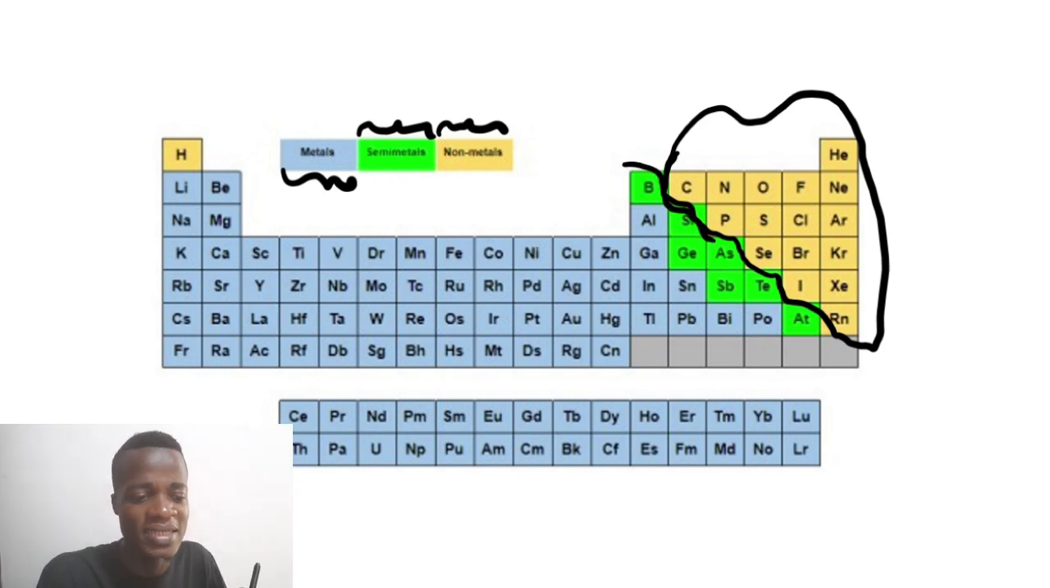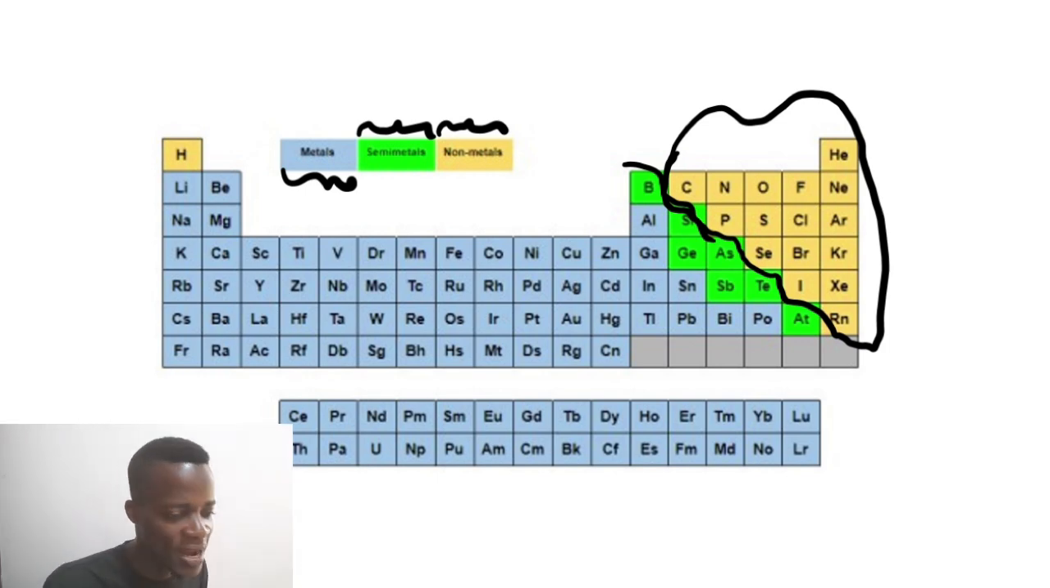Semi-metals have both metallic and non-metallic properties. That's why they are semi-metals. Semi means half, so half of it has metal properties and half has non-metal properties.